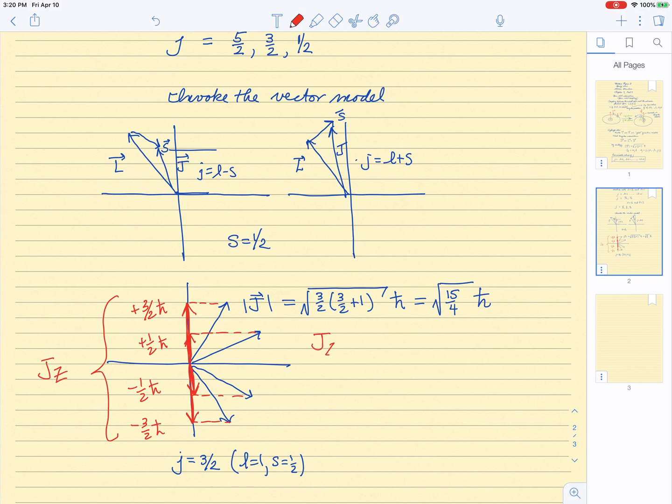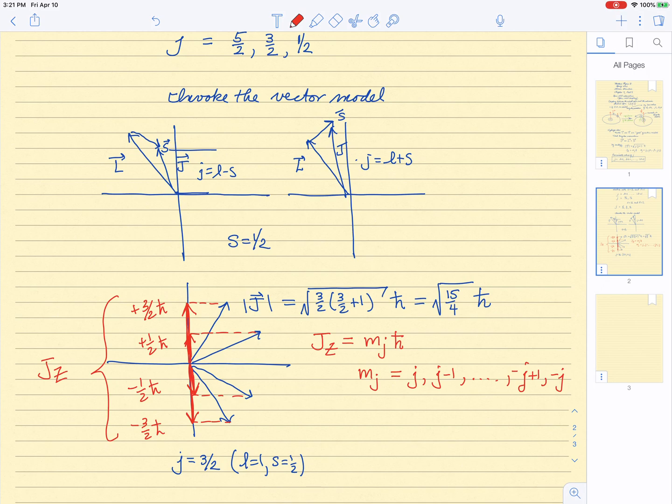Remember now that Jz is going to be equal to m sub j times h bar, where m sub j now is going to be equal to j, j minus 1, and so on. This would be negative j plus 1 and negative j. Okay, those would be the ranges on m sub j.